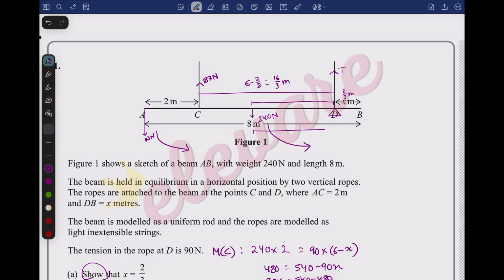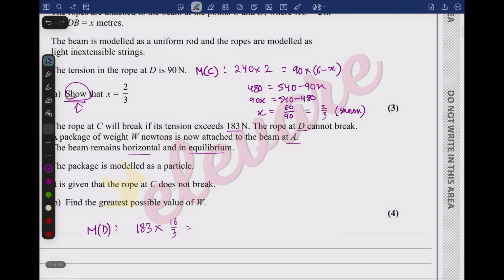Well, we know what this distance is. This is 4 meters, right? And this is 2 by 3 meters. So that is going to be 4 minus 2 by 3. So we're going to label that down over here as well. 4 minus 2 by 3 is 10 by 3 meters. Done. Okay. So we're going to write that down.